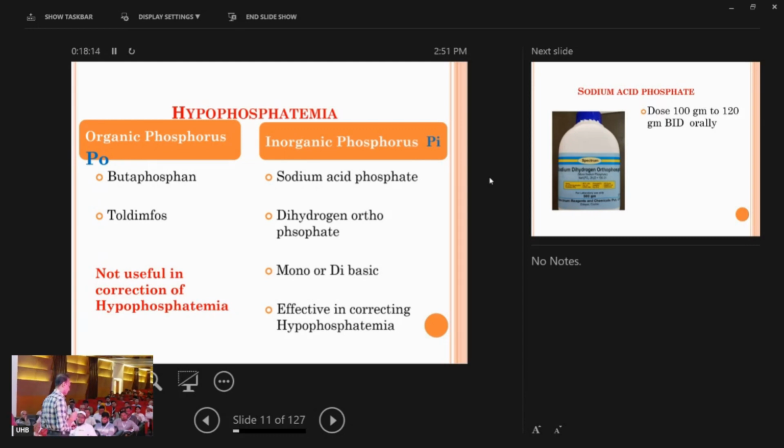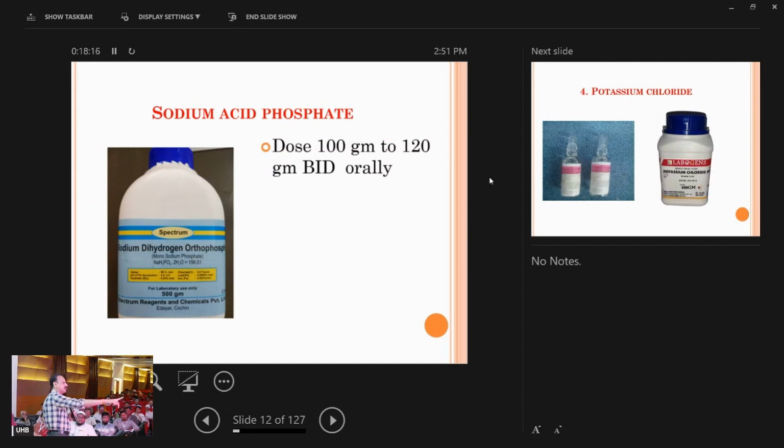This is the sodium dihydrogen orthophosphate. It will be available from the shops, laboratory grade or analytical grade, and you can use it at 100 to 120 gram orally. You have to mix it in the drinking water and give it to the animal to drink, if the animal is drinking. Otherwise, you mix it with some water and drench it. That's all. There are two ways of delivering this drug.